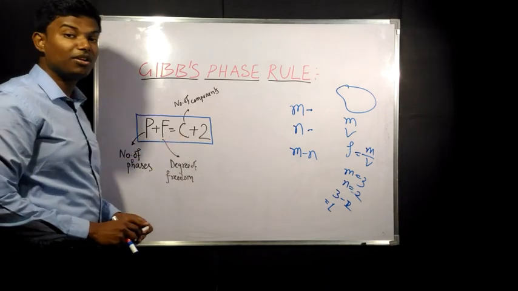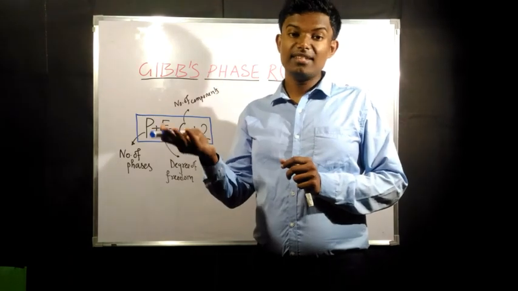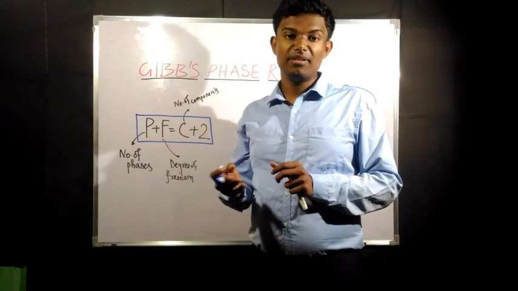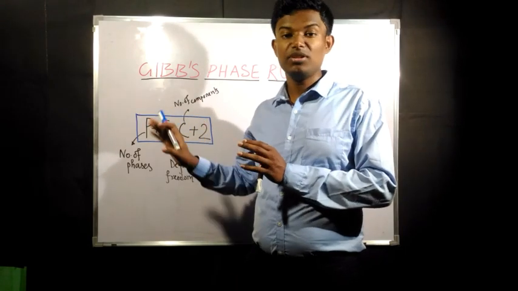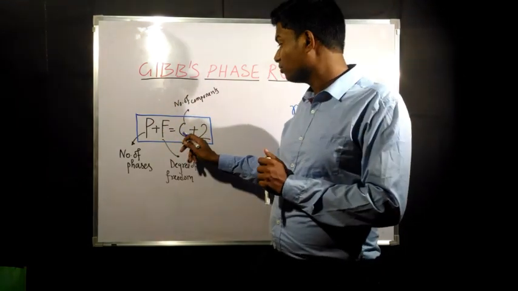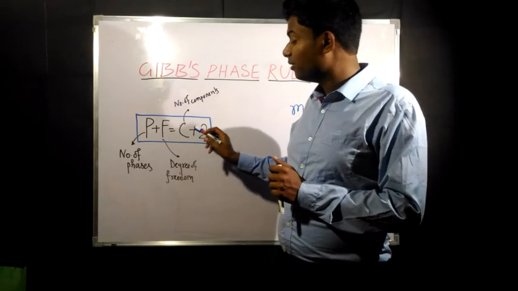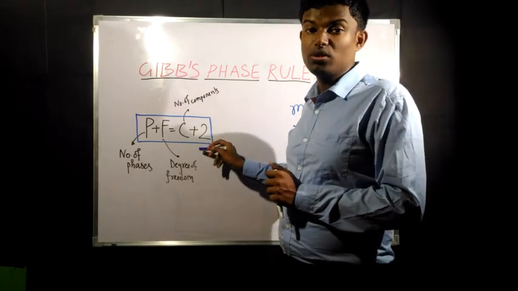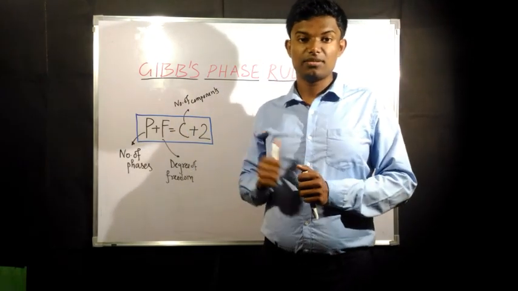C is going to be the number of components. Suppose water is a component, that doesn't mean that ice is another component and steam is another component. If H2O is making them, then ice, water and steam are going to be considered the same component. So how many components are there in a system will be given by C, and the 2 is constant. We'll see one numerical in the next video.